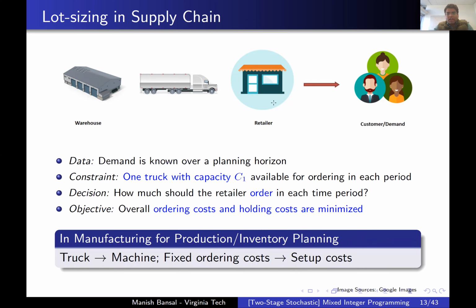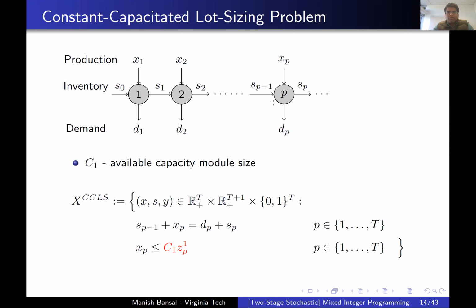If we look at this in the manufacturing setting, essentially the truck is replaced by a machine, and the fixed ordering costs are replaced by the setup cost. So if I look at the network flow representation of the problem, where I'm doing production and inventory planning, each node here represents a time period. In each time period P, I know the demand, denoted by DP. I need to determine the production in time period P, which is XP, the inventory at the beginning of time period P, which is SP minus 1, and the inventory at the end of time period P, which is SP. So this is a special case of a network flow problem.